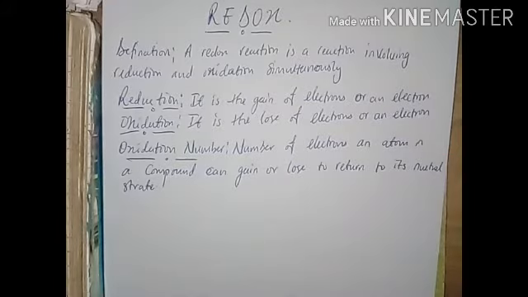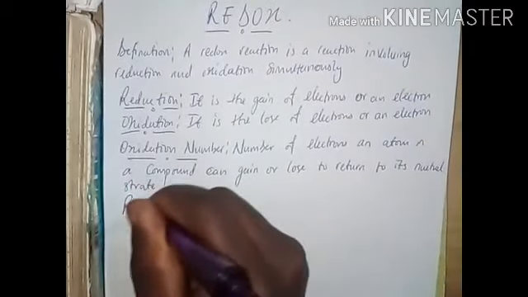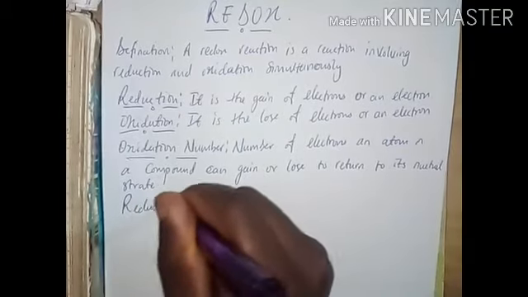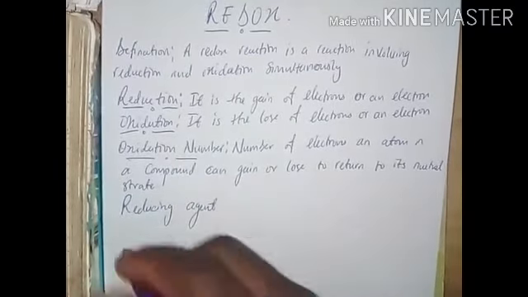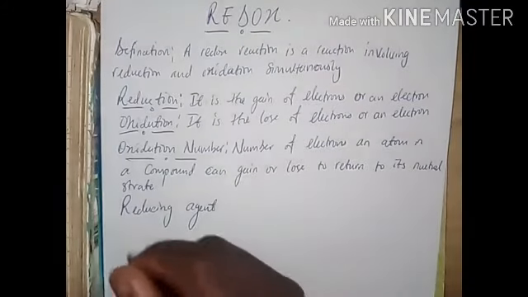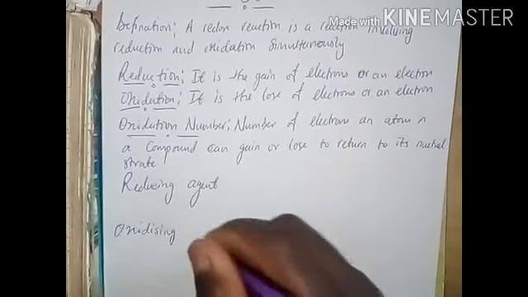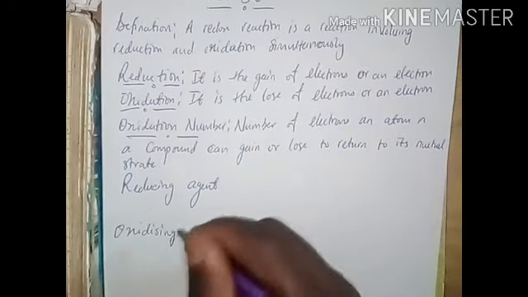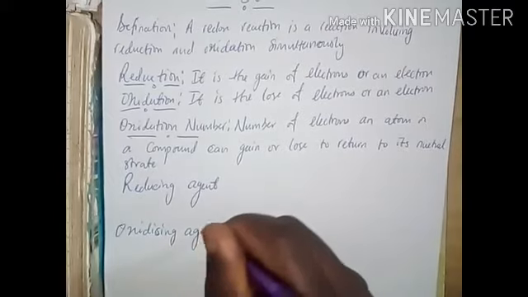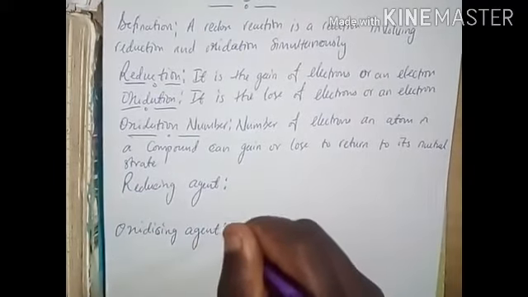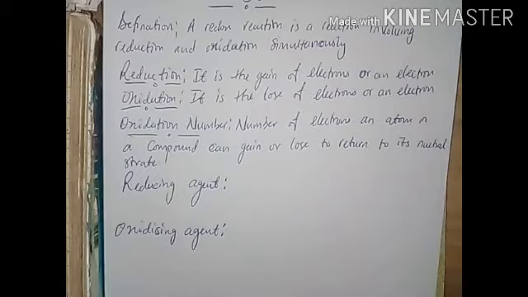Now we have been talking about reduction and oxidation. Reduction is the gain of electrons or an electron, while oxidation is the loss of electrons or an electron. So it will be good for us to define what a reducing agent is, and an oxidizing agent. We have a reducing agent and an oxidizing agent.